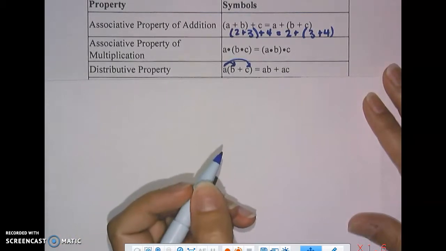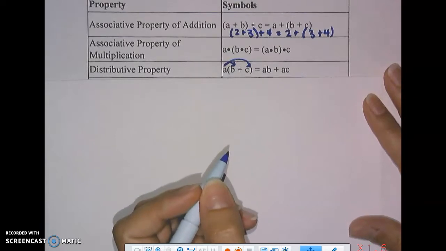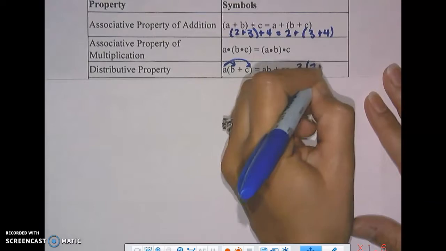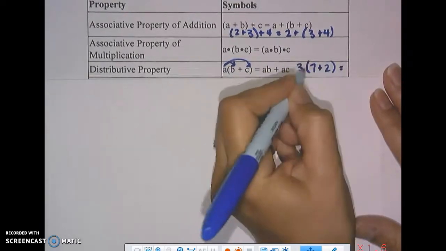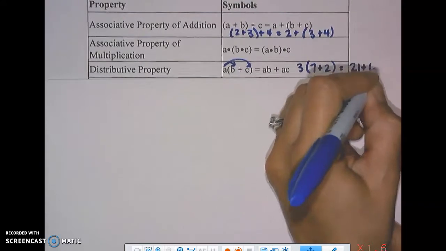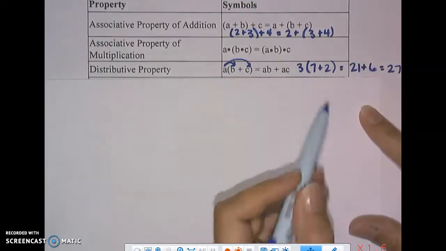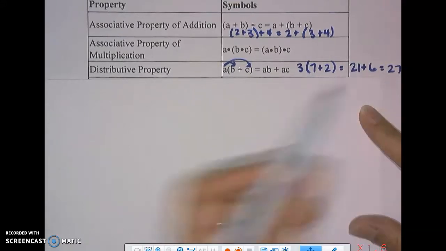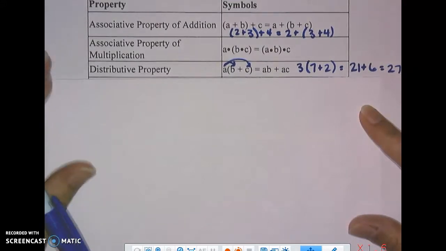Again, that can work with numbers, letters. So if we had 3 times the quantity 7 plus 2, that means when we distribute this in, we would have 21 plus 6, which would equal 27. If we do 7 plus 2 first, that's 9. 9 times 3 is 27, so it does check out.